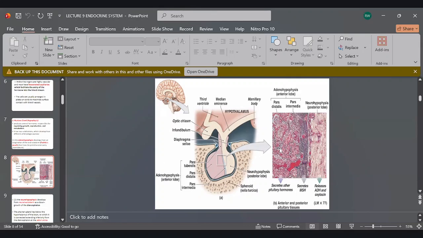Now, these are the cells, how these cells look like, which secrete other pituitary hormones. This is how it looks. You're able to see the pars distalis, how it looks, the pars intermedia, how it looks, and lastly, the neurohypophysis, the posterior lobe. This is how it looks.